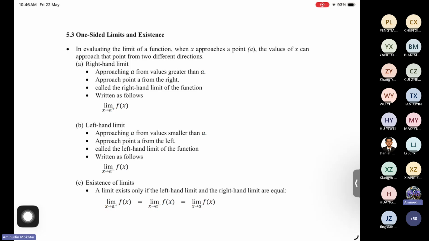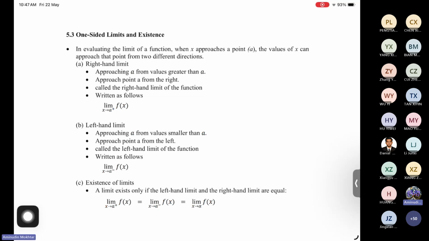Okay, thank you. The next section is about the one-sided limit and the existence of limit. One-sided limit refers to the right-hand limit and left-hand limit. As I have mentioned earlier, when x approaches 2, we need to find the value when x approaches 2 from the left and from the right. Actually the right hand limit and left hand limit are related to the one-sided limit.